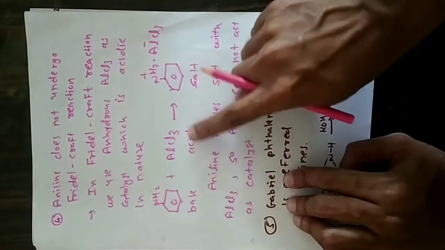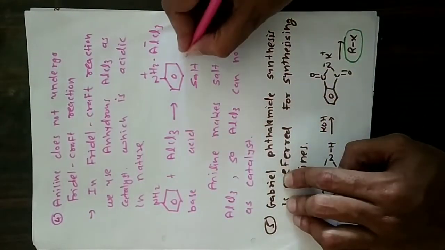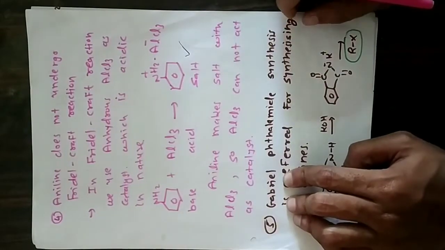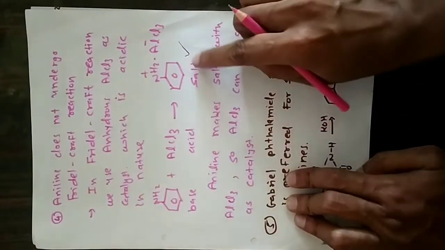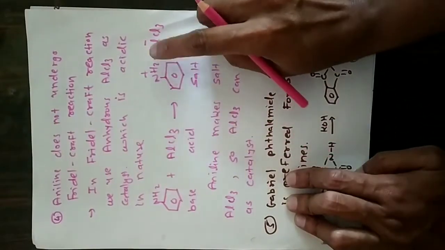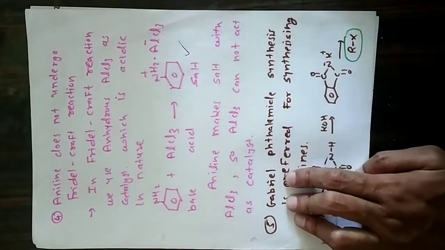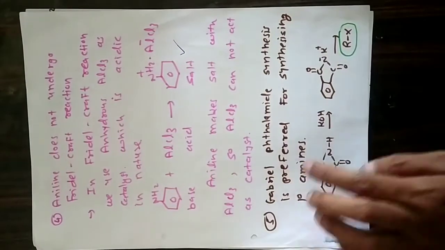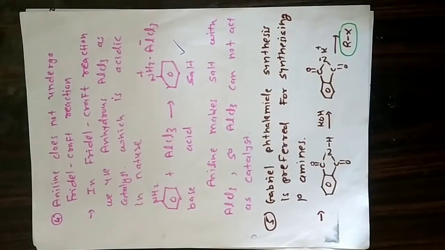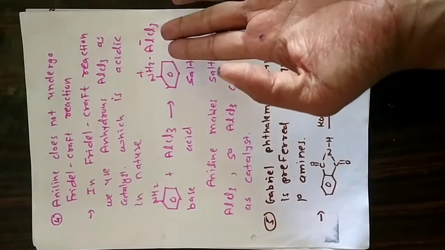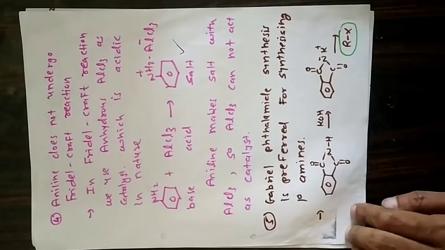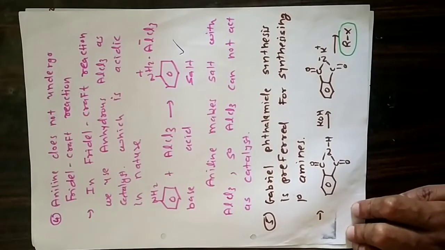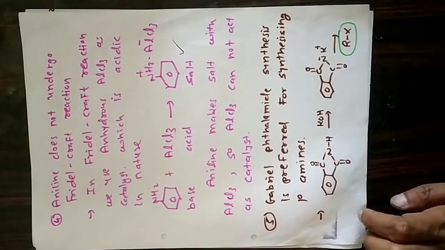Again, it gives an acid-base reaction to make this salt, anilinium salt, and our catalyst is used in making of this salt. So alkylation or acylation does not take place here, because our catalyst is used in the preparation of this salt. That's why alkylation or acylation does not take place in aniline.